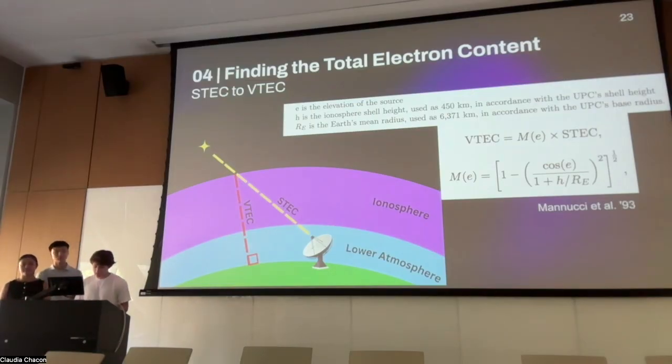We convert STEC to VTEC so we can compare all sources fairly. STEC depends on the angle at which we look at sources. We look through the ionosphere, and lower sources pass through more of the ionosphere just because of geometry, as you can see in the image. Using Minucci et al. 1993, we correct for that angle and estimate the vertical TEC.